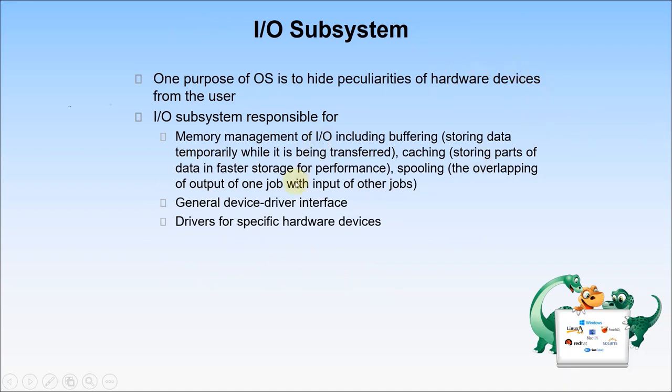I/O subsystem. One purpose of the operating system is to hide peculiarities of hardware devices from the user. The I/O subsystem is responsible for memory management, a general device driver interface, and drivers for specific hardware devices. Memory management of I/O includes buffering, storing data temporarily while it is being transferred; caching, storing parts of data in faster storage for performance; and spooling, the overlapping of output of one job with input of other jobs.